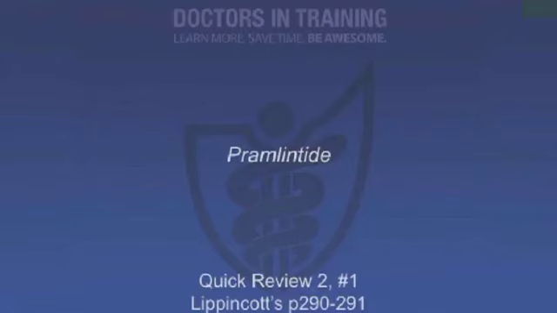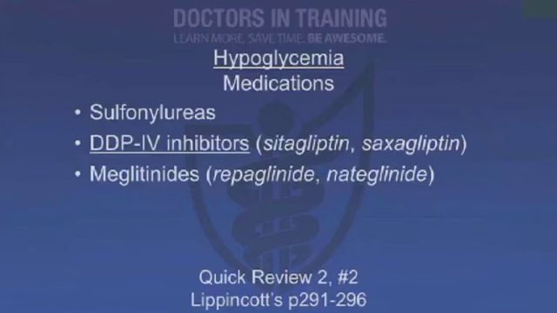Alright, we're back for our quick review number 2. Let's get started. Which medication should you avoid in patients with gastroparesis? That's going to be pramlintide. Next, which medications can cause hypoglycemia? Well, from the first section, we have to remember our sulfonylureas. They will often cause hypoglycemia. And then the DPP-4 inhibitors, sitagliptin and saxagliptin. And when they're combined with the sulfonylureas, you'll have even more hypoglycemia, so remember those. And then the meglitinides, the repaglinide and nateglinide, can both cause hypoglycemia.